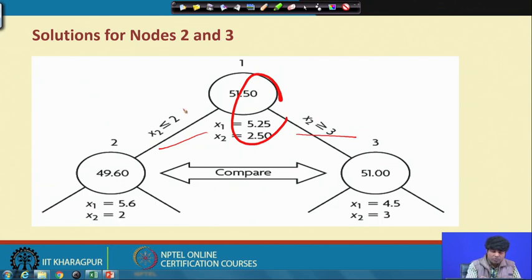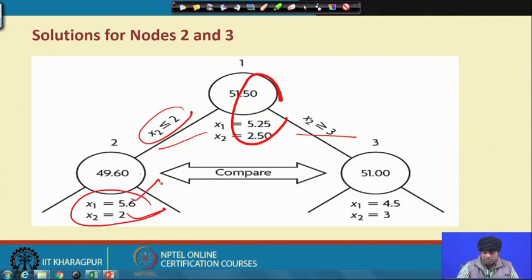Now these are additional constraints, and corresponding to this we have a solution here, and that too x 2 is integer type and x 1 is not integer type. Again corresponding to x 2 greater than 3, we have x 1 4.5 and x 2 equal to 3. So, in this case x 1 is not integer and x 2 is integer. Again here x 2 is integer and x 1 is not integer.